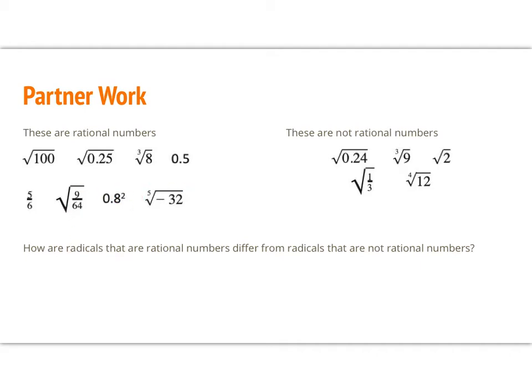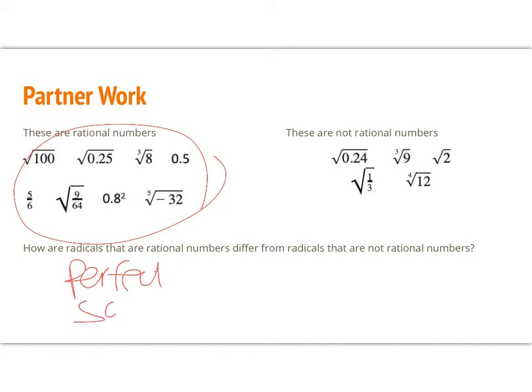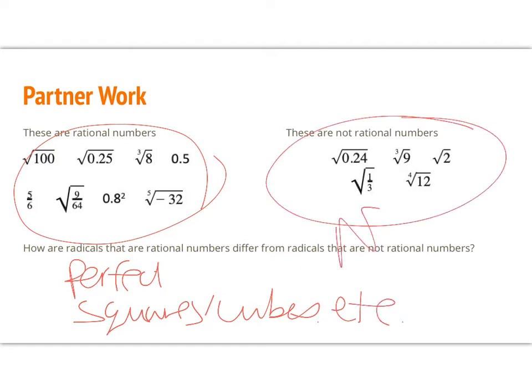If you put all of these radicals into your calculator, you'll see that you get a real number. If you put these into your calculator and press enter, you're going to see that you get a non-repeating decimal. So a number that we couldn't write as a fraction is really what that comes down to. So what we see is that these ones are perfect squares, cubes, etc., whereas these are not.